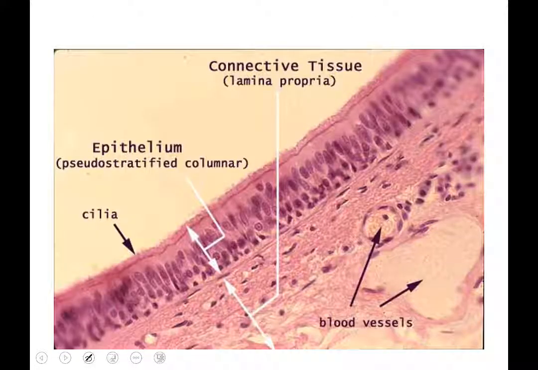This is pseudostratified columnar epithelial tissue. The cilia gives it away because it's always in the respiratory tract. We got short ones and tall ones, and it's still one cell layer thick.